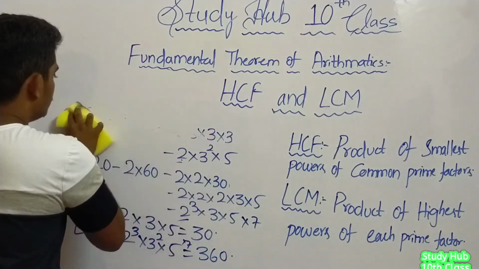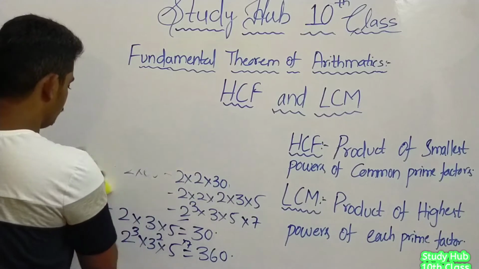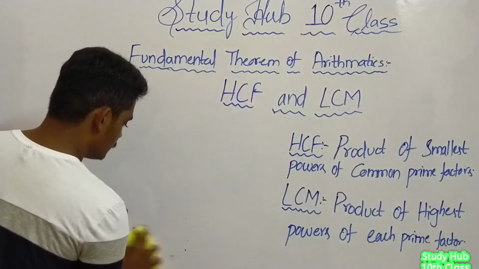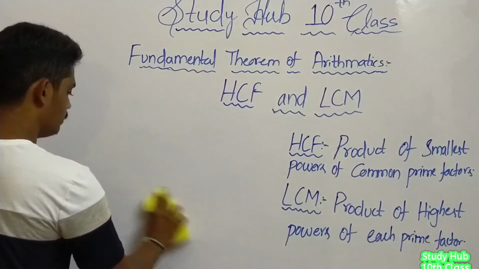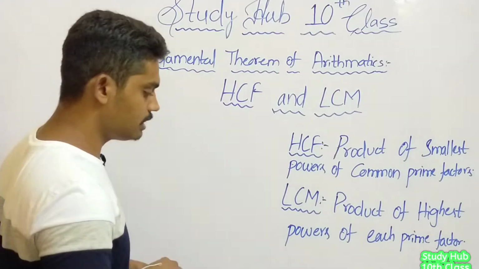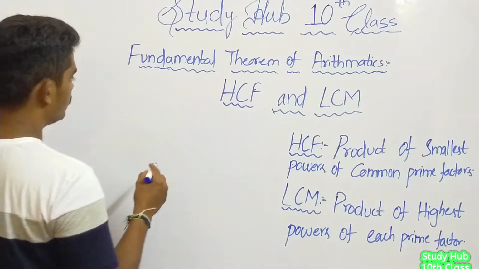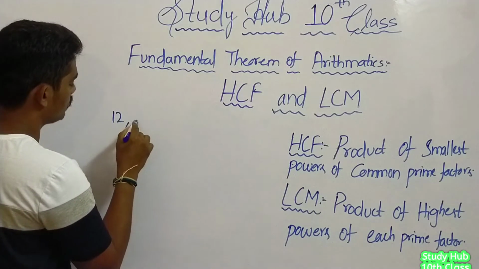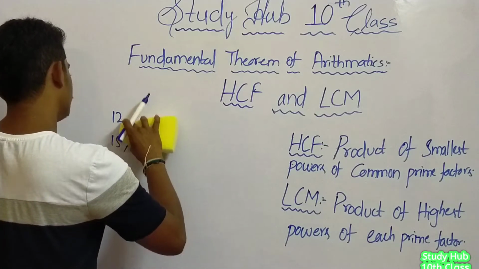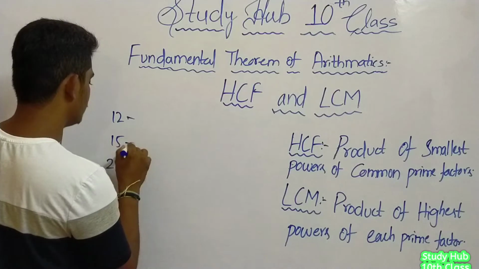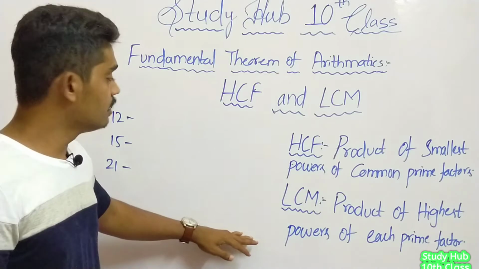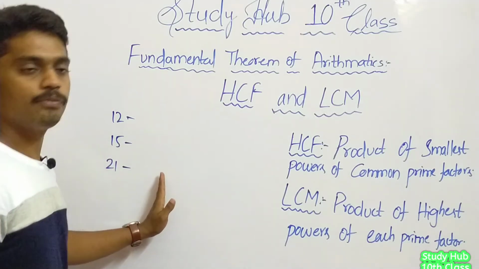Now let us find HCF of 3 numbers. Let us find HCF and LCM. Till now we have found out HCF and LCM for 2 numbers. Now let us apply the same for 3 numbers. Let us take 12, 15, 21. See, friends, in the last example of 90 and 120, I have tried to explain by taking 7. So here that concept will be clear, friends.